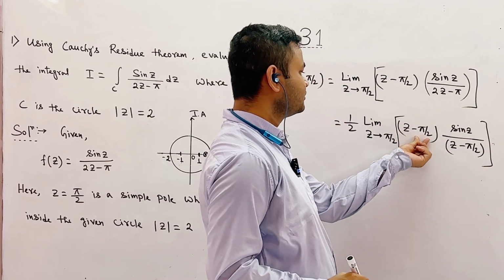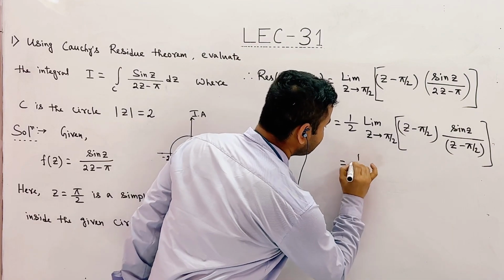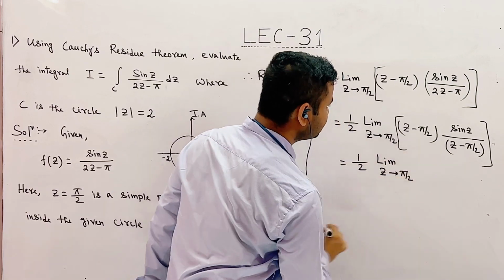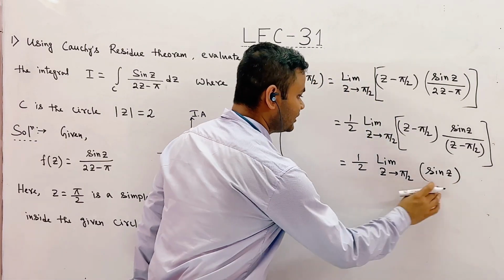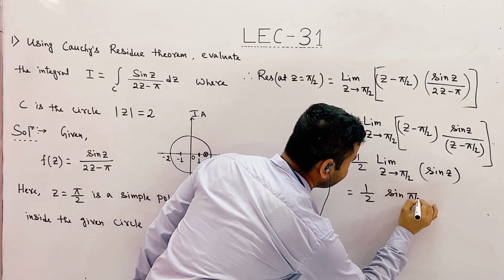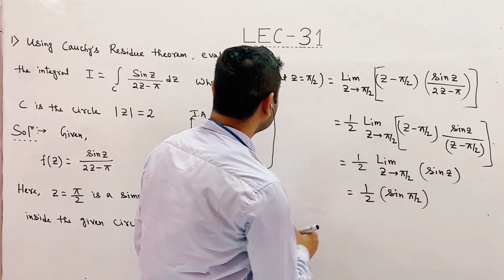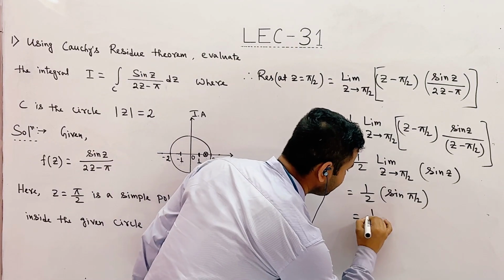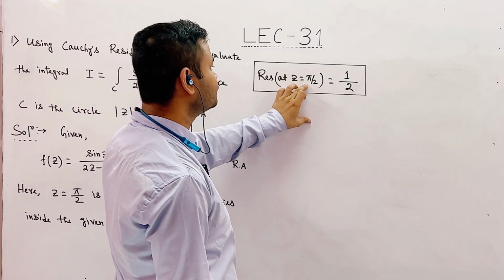The factor z minus pi by 2 into 1 by z minus pi by 2 will be cancelled out. So, finally, we will get half limit z tends to pi by 2 into sin z. If we substitute the limit, then we will get half into sin pi by 2. We know that sin pi by 2 value is 1. So, finally, we get residue at z equal to pi by 2 as 1 by 2. So, we have seen that residue at z equal to pi by 2 is half.